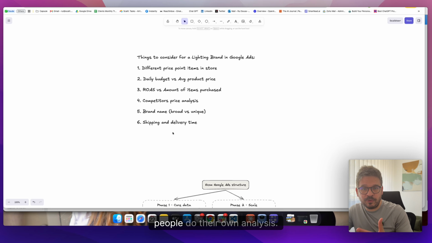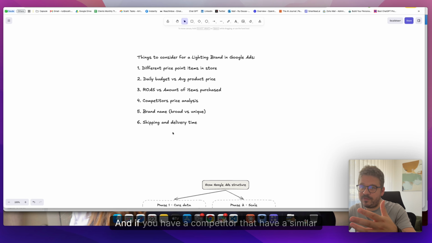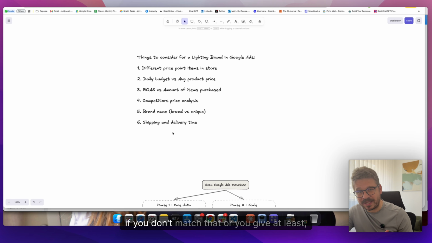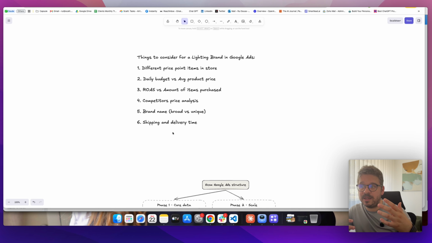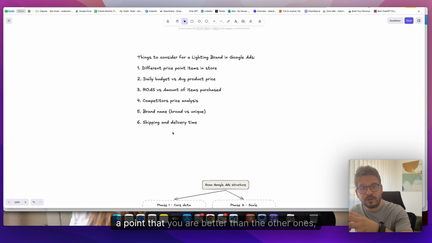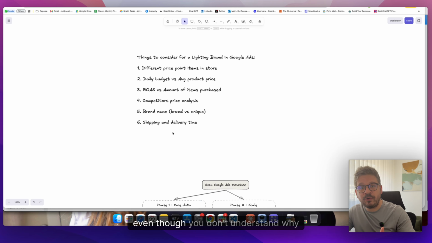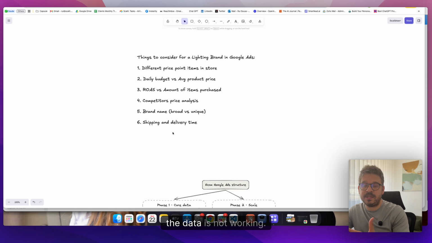That's it. People do their own analysis, and if you have a competitor that has a similar product and is way cheaper or has better conditions, and you don't match that, or at least give a reason that you are better than the other ones, you will have a really hard time selling it, even though you don't understand why the data is not working.